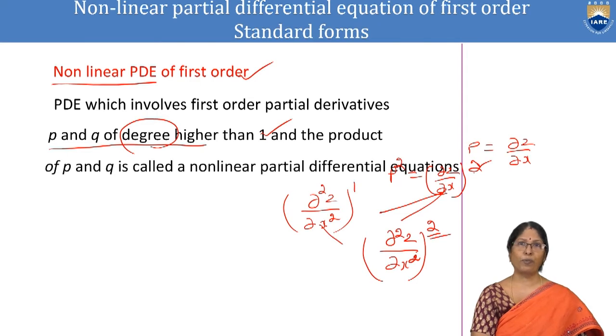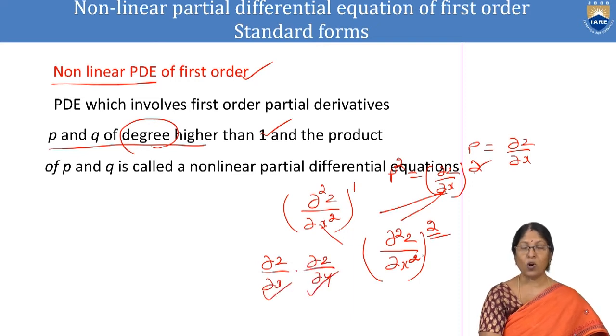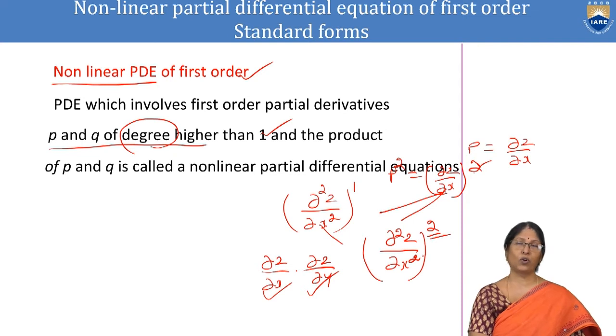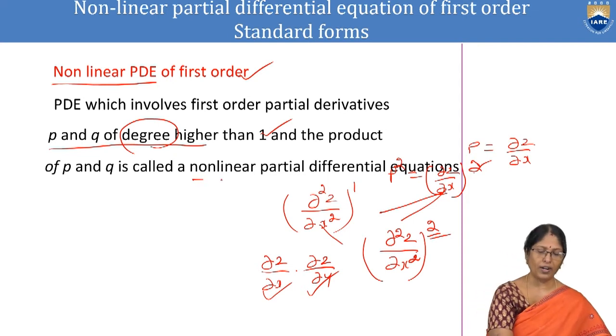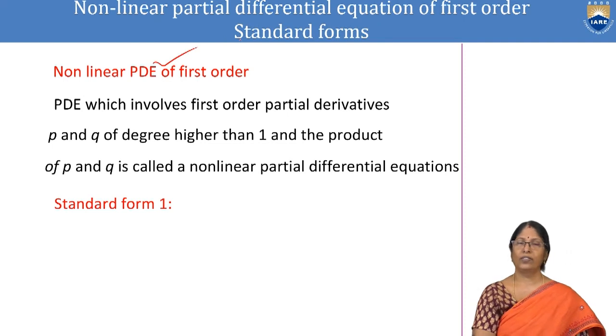And the product of p and q: we know p is dou z by dou x, and q is dou z by dou y. So a product of partial derivatives also comes under non-linear. Now we are going to concentrate on how to solve this non-linear PDE. The first one is standard form 1.